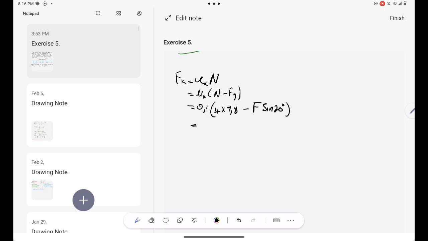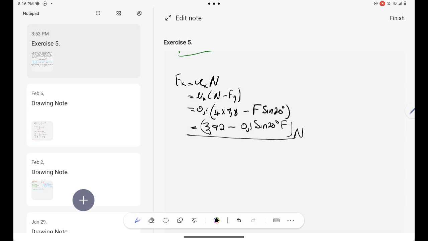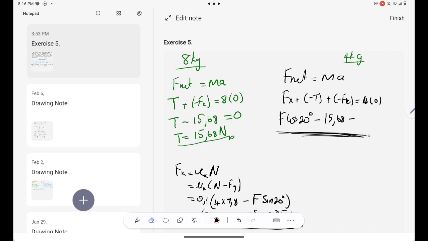So this is just equal to 0.1 times 4 times 9.8. This will give us 3.92 minus 0.1 times sine 20 degrees multiplied by F. So this is the magnitude of the kinetic friction. That's the magnitude of the kinetic friction. Yeah? So we'll just substitute it over there.